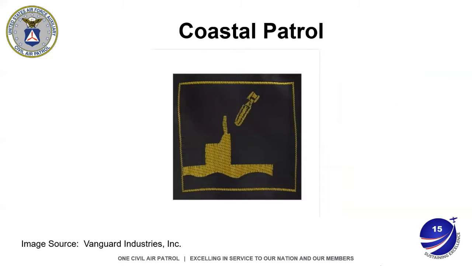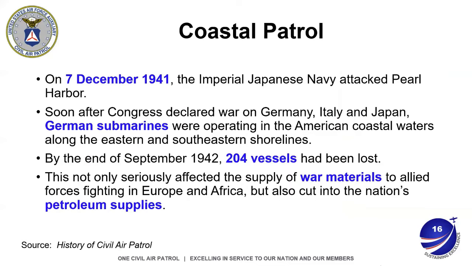Now, with respect to coastal patrol, on the 7th of December 1941, the Imperial Japanese Navy attacked Pearl Harbor. Soon after, Congress declared war on Germany, Italy, and Japan. German submarines were operating in American coastal waters along the eastern and southeastern shorelines. By the end of September 1942, 204 vessels had been lost.